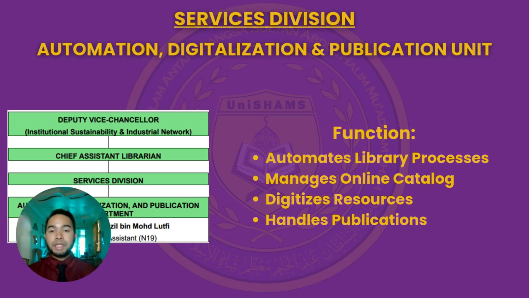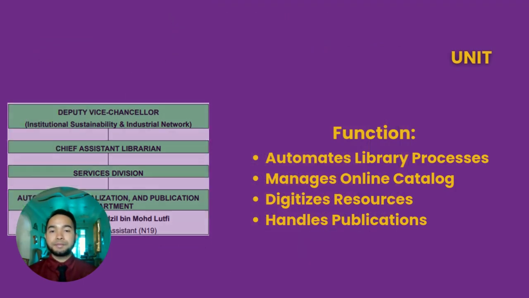This includes managing the library online catalog, which is OPAC, and other digital systems that make finding and borrowing material easier for students and staff. This department also works to convert physical materials like old books or paper into digital formats, making them available online for easy access. Additionally, they manage the publication of library-related materials such as newsletters and reports to keep the UniSHAM community informed about news, resources and events.